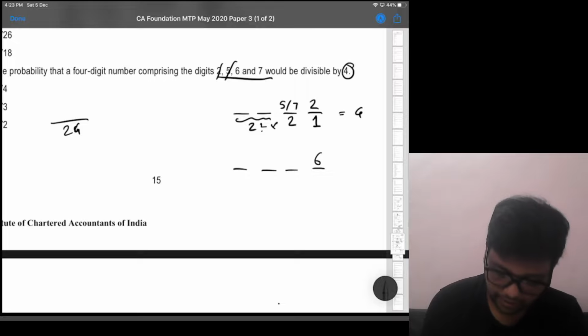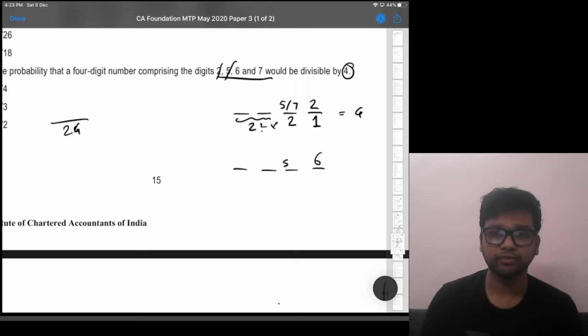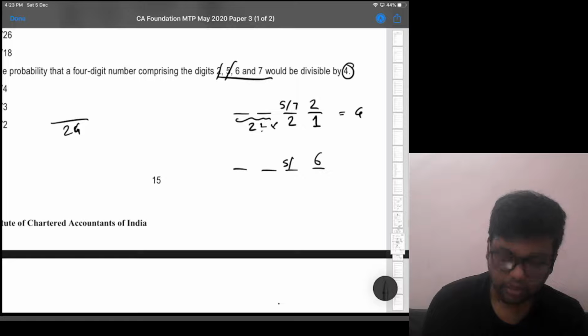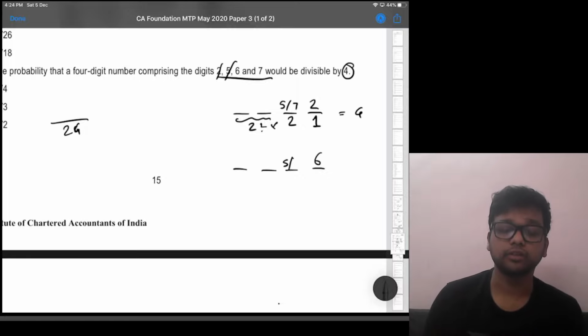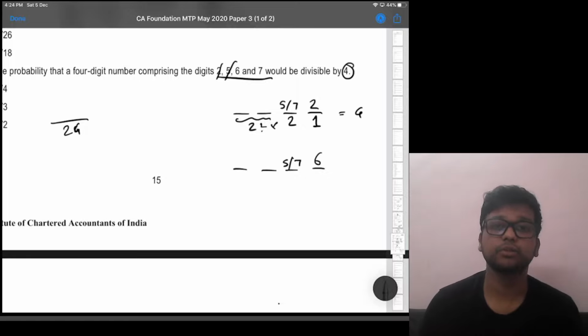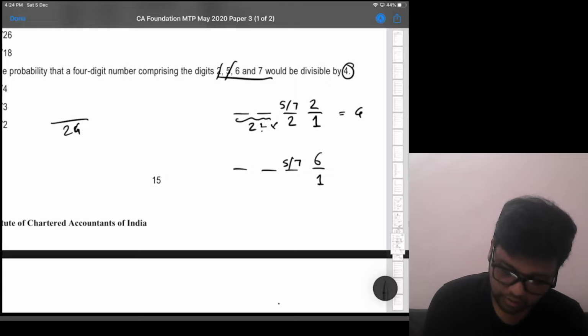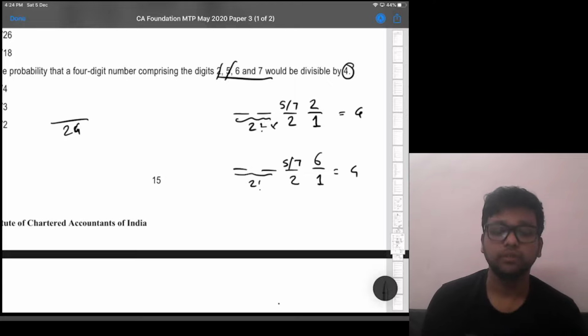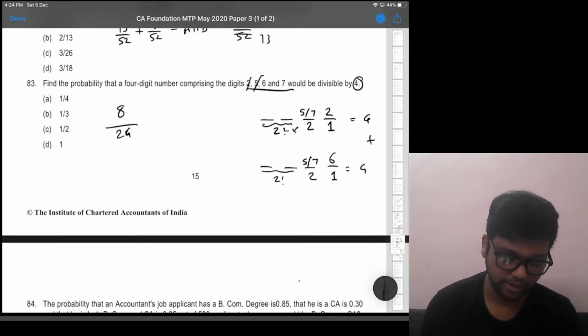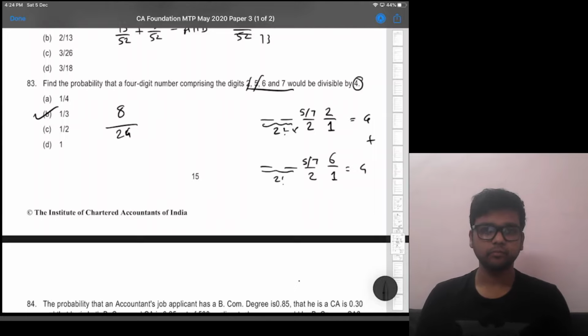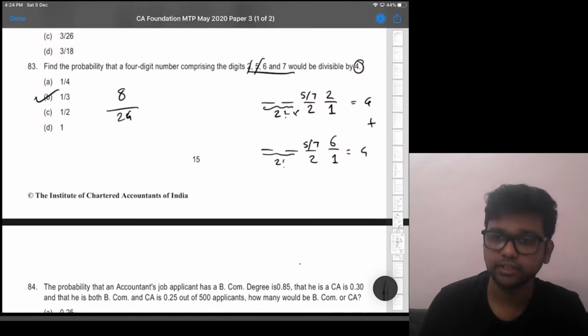Similarly, if 6 is at the end, 56 is divisible by 4, so 5 can come. 26 is not divisible, so 2 cannot come. 76 is divisible, so 7 can come. So again 1, then 2 ways, and again 2 factorial ways. So that will also be 4. So 4 plus 4, 8 ways are there total. 8 by 24 is 1 by 3. So B will be the correct answer for this.